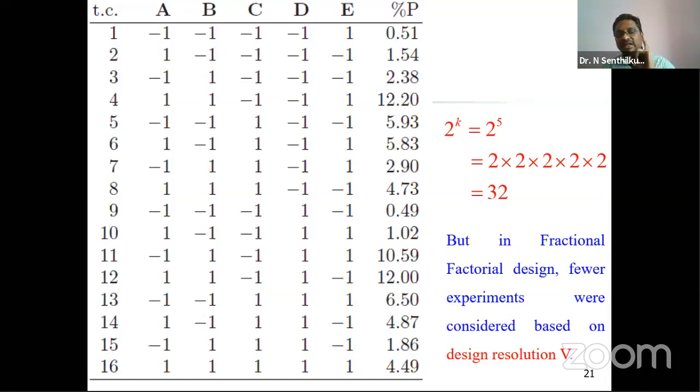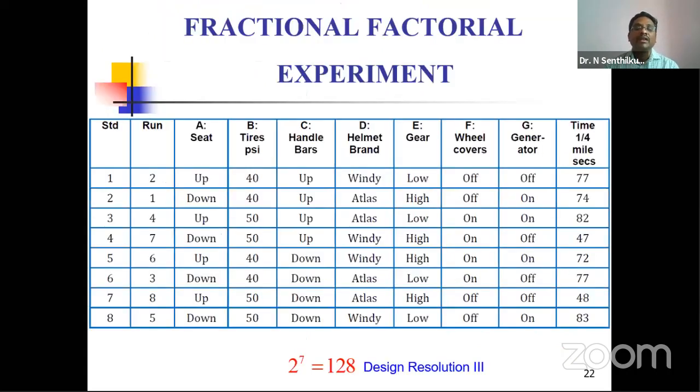So we are going to consider the main effects, 2 level interactions and 3 level interactions. Then interactions between the 2 level interactions also we are going to consider, but interactions between the 2 level and 3 level interactions we are not going to study. That is design resolution 4. Sorry, 5.